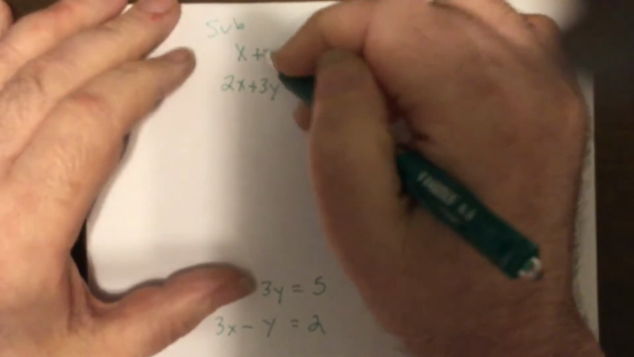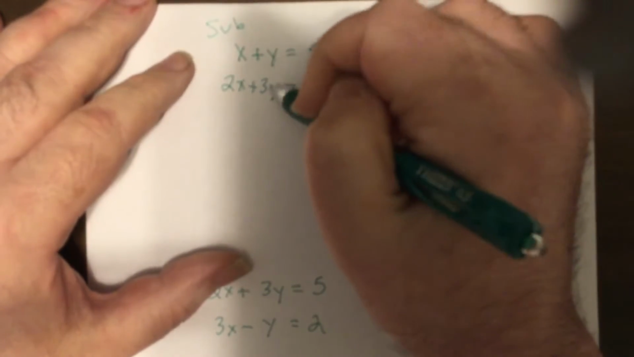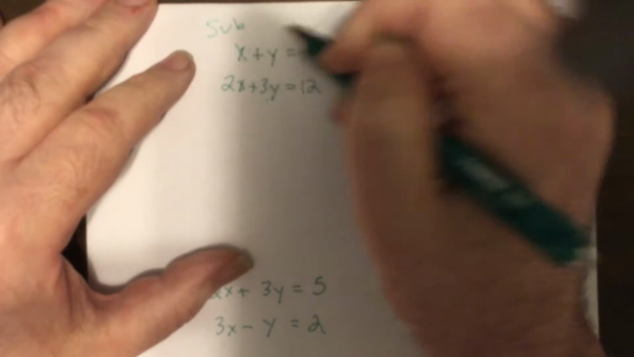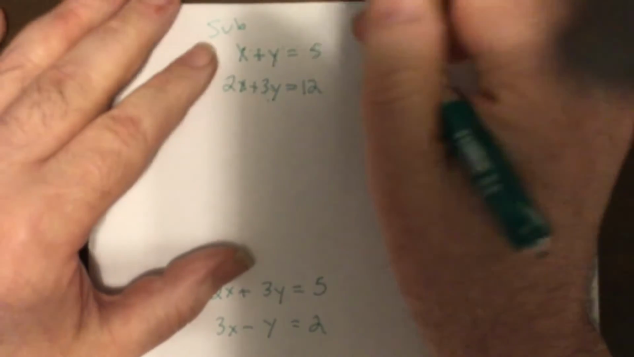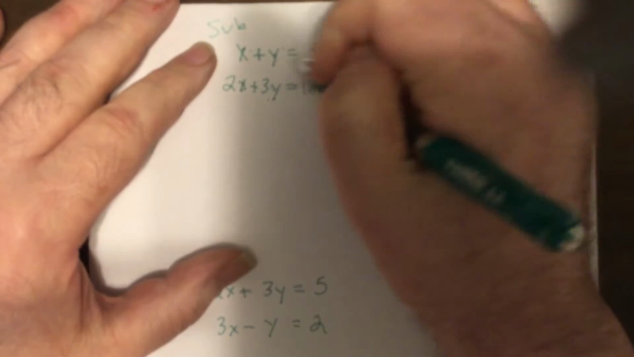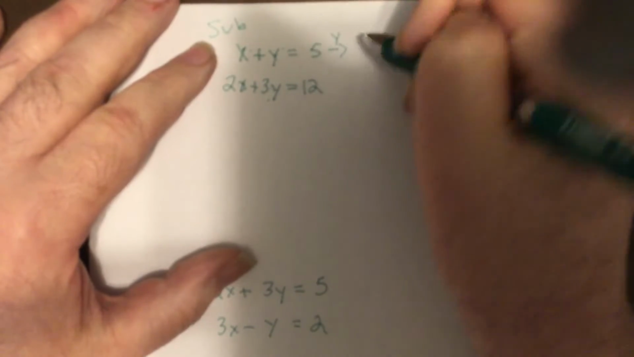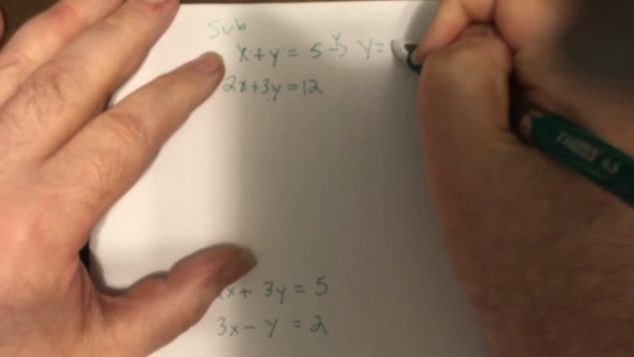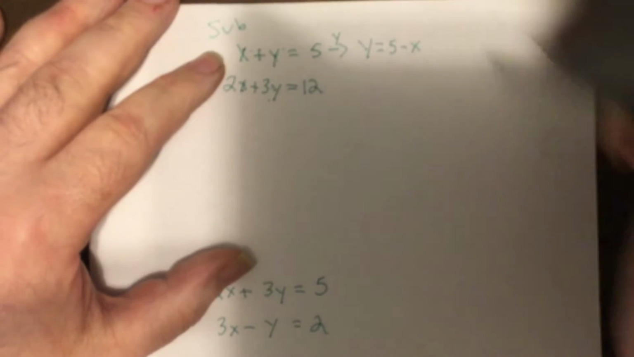So to do substitution, I need to solve for one of these four terms. For the variable, I want a 1x equals or a 1y equals. So I'm going to solve for the first one's y. I'm going to subtract x, so I'd have y equals 5 minus x.